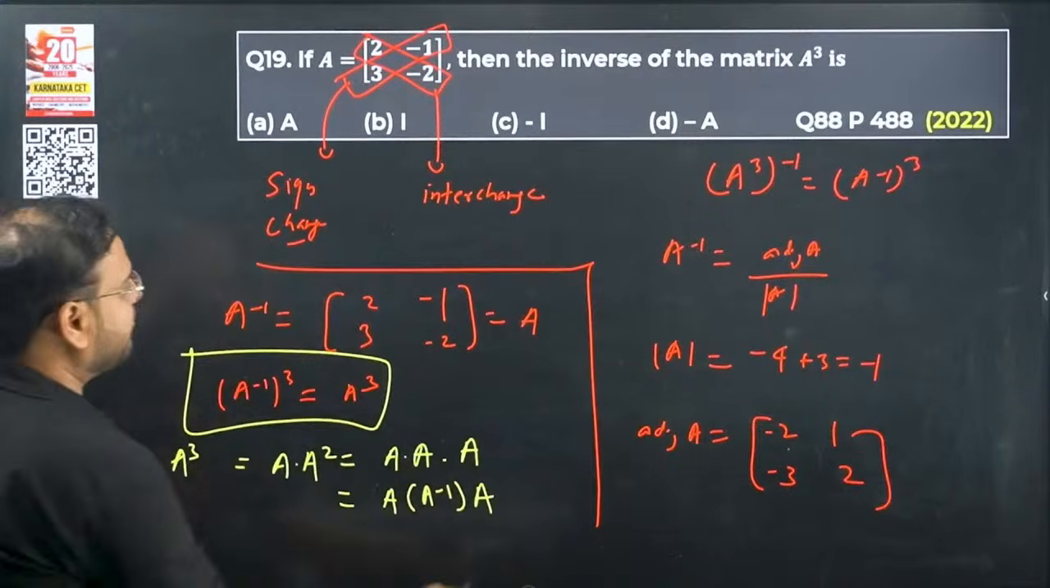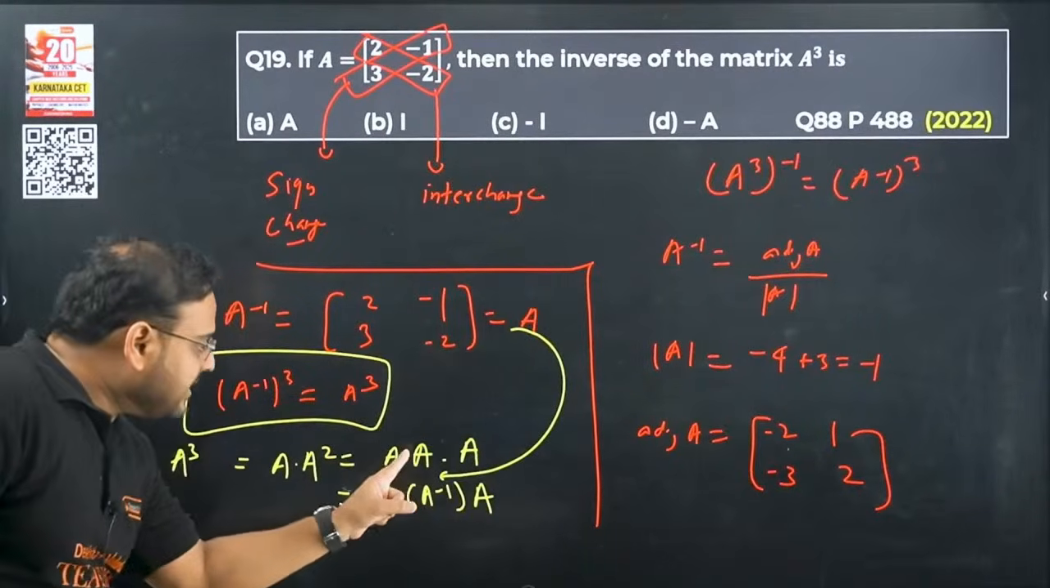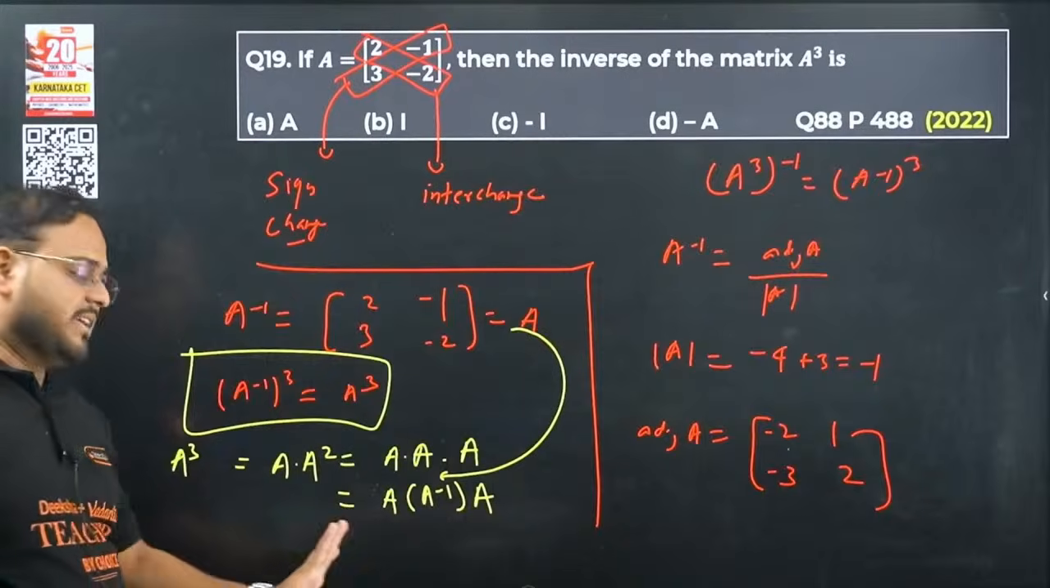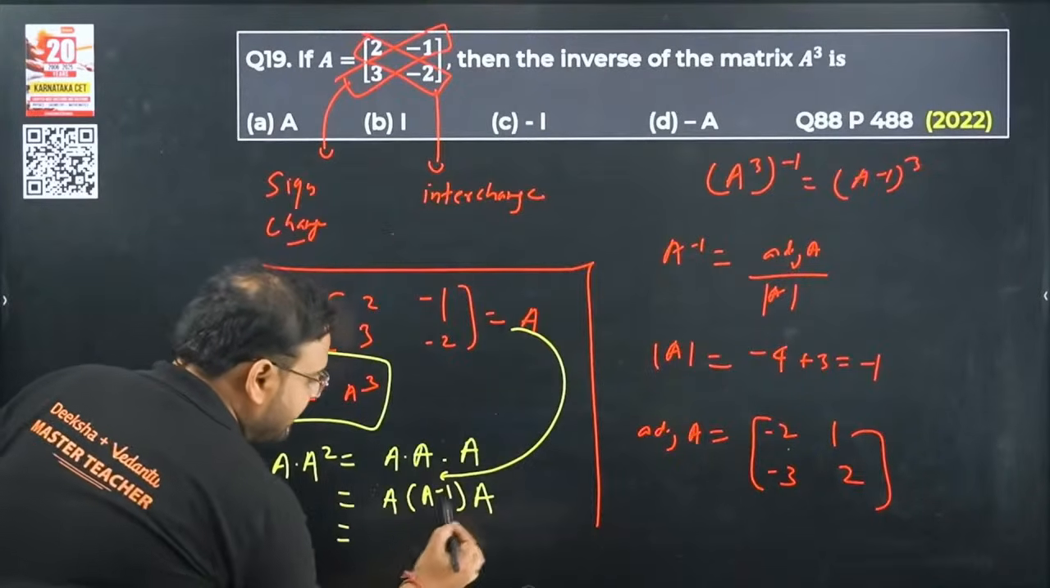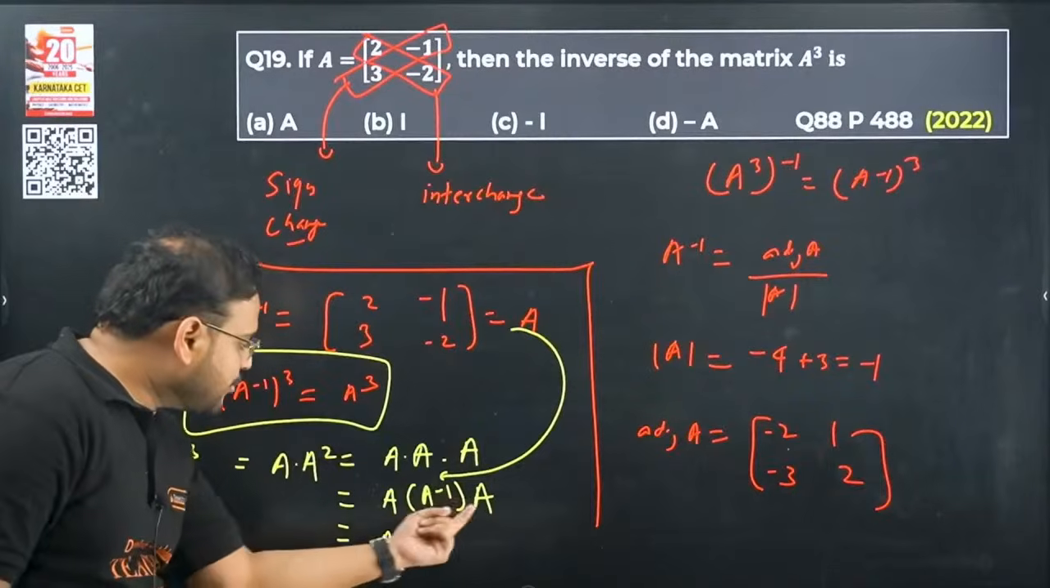How can I say that, sir? From here, inverse of A is A. So I'm writing the A as A inverse. So check here, A inverse into A will become what? I. A inverse into A will become I.